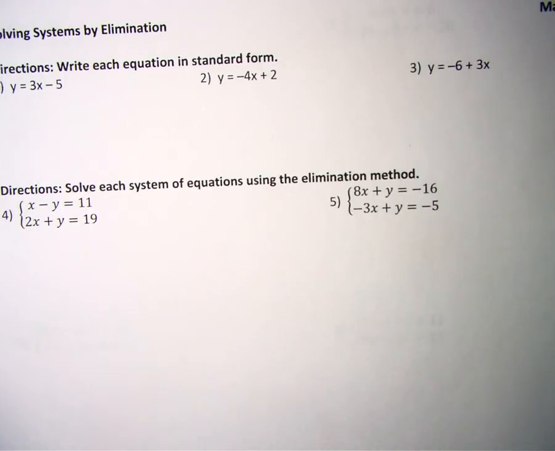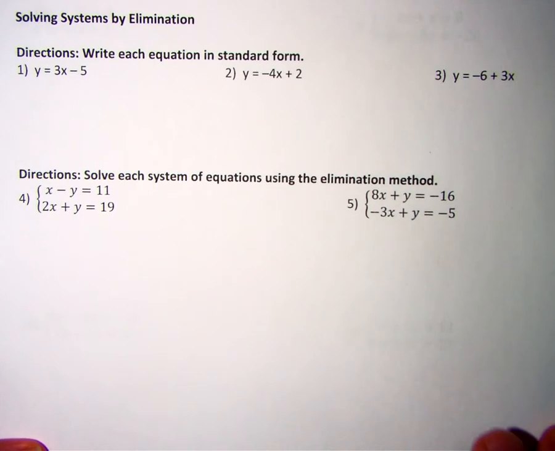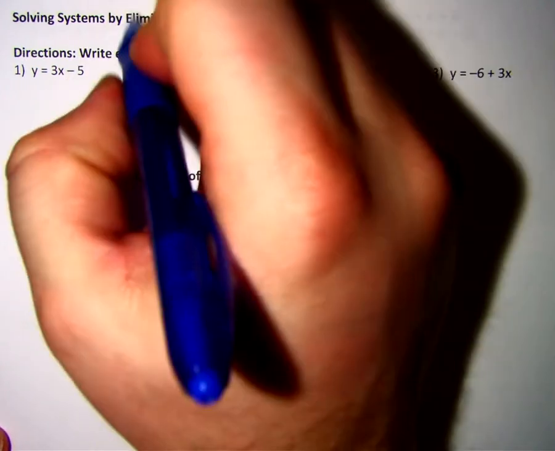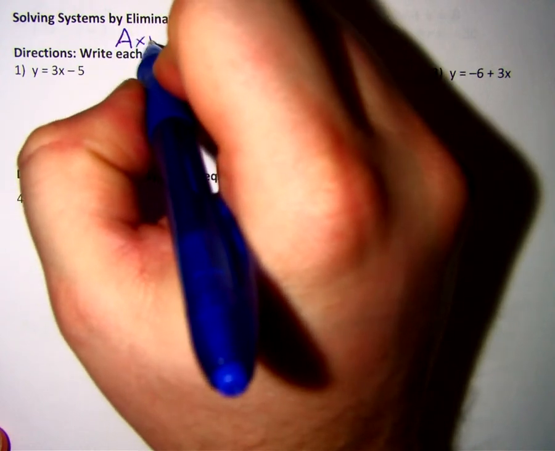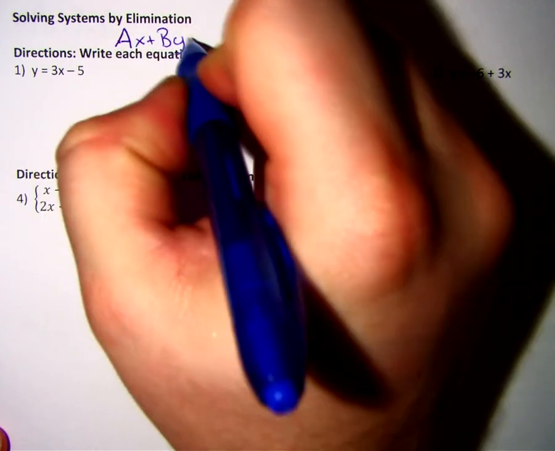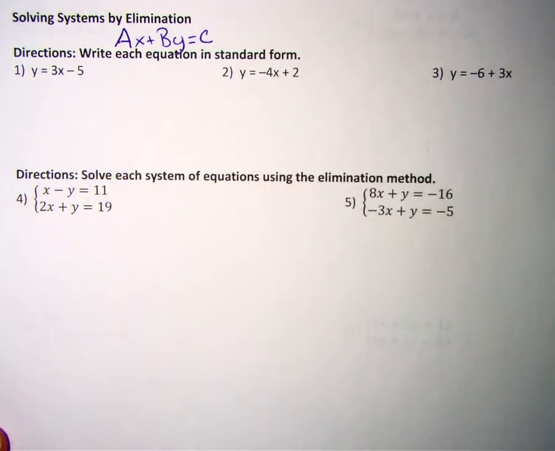Tonight our focus was on solving systems by elimination. Problem number 1, write the equation in standard form. We should remember that standard form is ax plus by equals c. So our goal is to get x and y on the same side of the equation.